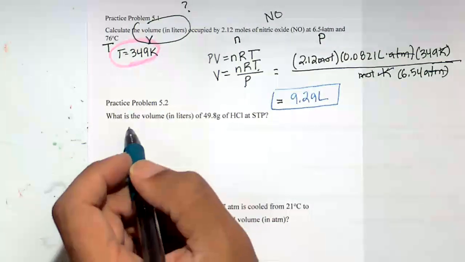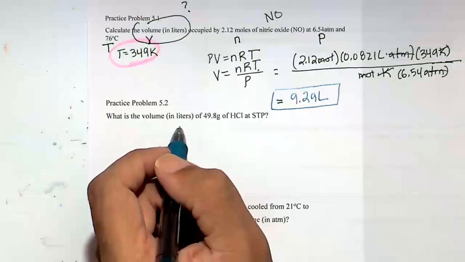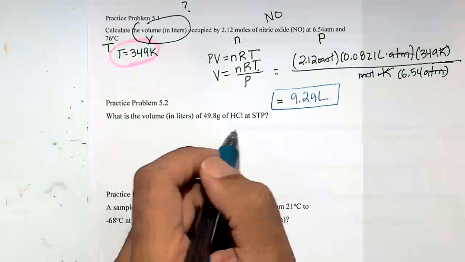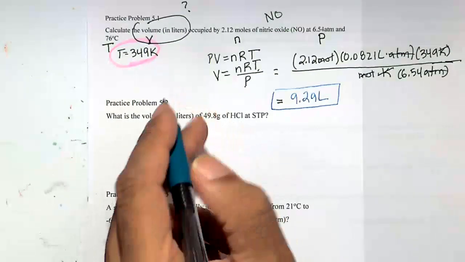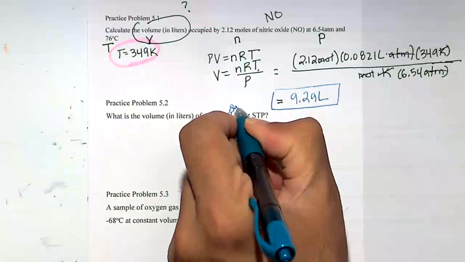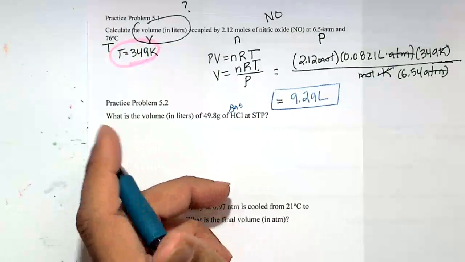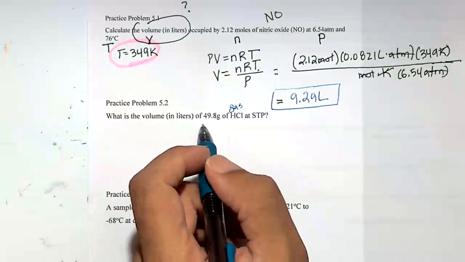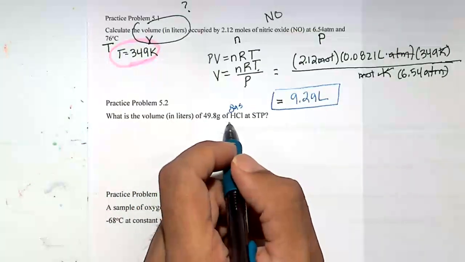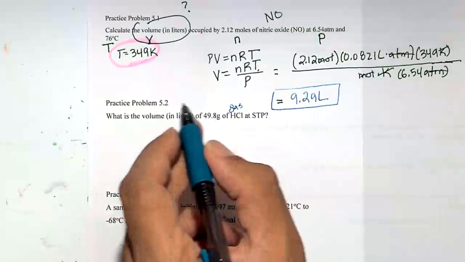All right, how about this problem here? What is the volume in liters of 49.8 grams of hydrochloric acid gas at STP? Okay, gas. This is all gas laws. What is the volume in liters of 49.8 grams of HCl at STP?